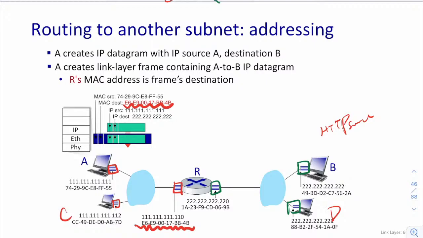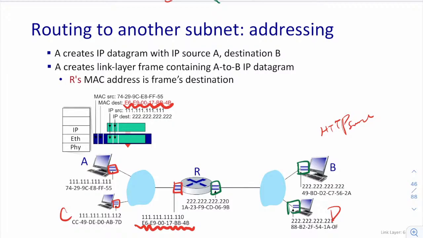So basically, again, A will send this frame out through a broadcast channel. So actually C's interface card and R's interface card both receive this frame. But C will drop this frame because the destination MAC address is E6, E9. It is not C's MAC address. So C will drop this packet. But R's interface card will receive this frame and take a look at the MAC address.